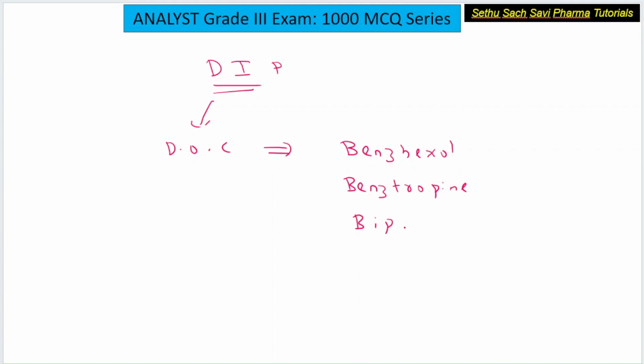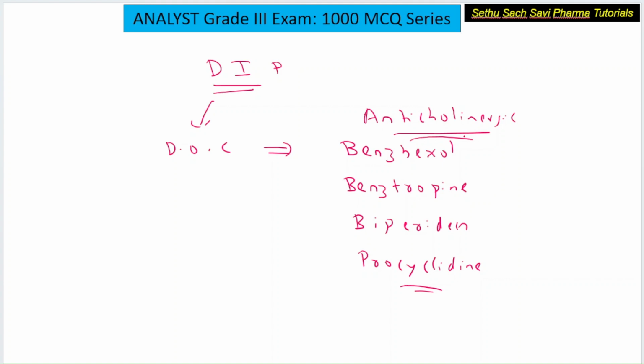Another drug is biperiden, and then one more drug, procyclidine. These drugs belong to a class called anticholinergic drugs, and these are the drugs of choice for drug-induced Parkinsonism. In normal Parkinsonism, it will be dopamine agonist drugs like ropinirole, pramipexole, and all that. Levodopa is a commonly used drug, but in drug-induced Parkinsonism, it will be an anticholinergic drug: benzhexol, benztropine, biperiden, or procyclidine.